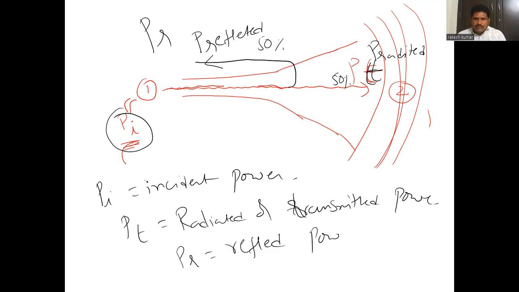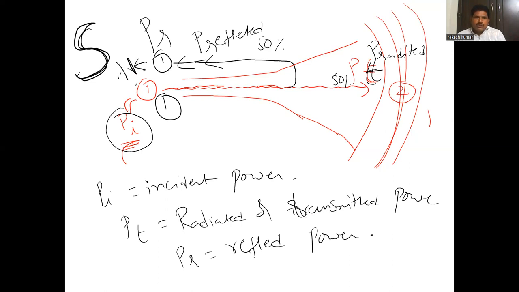So here you are providing input at port 1, and the reflected power is also obtained at port 1. The return loss is denoted with an S parameter, and we call it S11. We are providing input at port 1, and S11 tells how much of the power is reflected back at the same port 1. Return loss is defined as the ratio of input power to the reflected power.